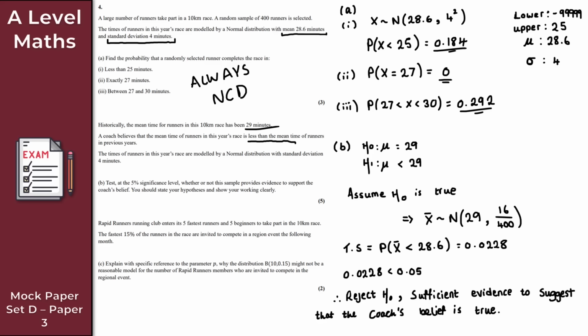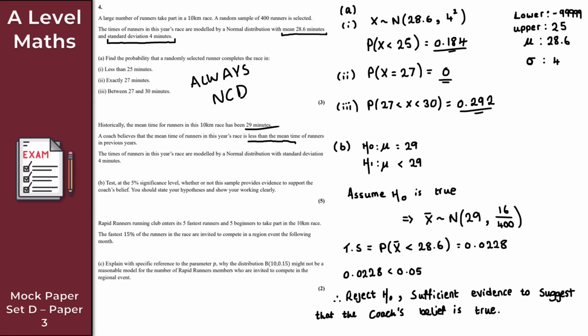And then finally for part C here, it just says, explain with specific reference to the parameter P why this distribution here might not be a reasonable model for the number of Rapid Runners members who are invited to compete in the regional event. So I should have read this here beforehand. So Rapid Runners Running Club, that is a tongue twister, enters its 5 fastest runners and 5 beginners to take part in the 10-kilometer race. The fastest 15% of the runners in the race are invited to compete in a regional event the following month.